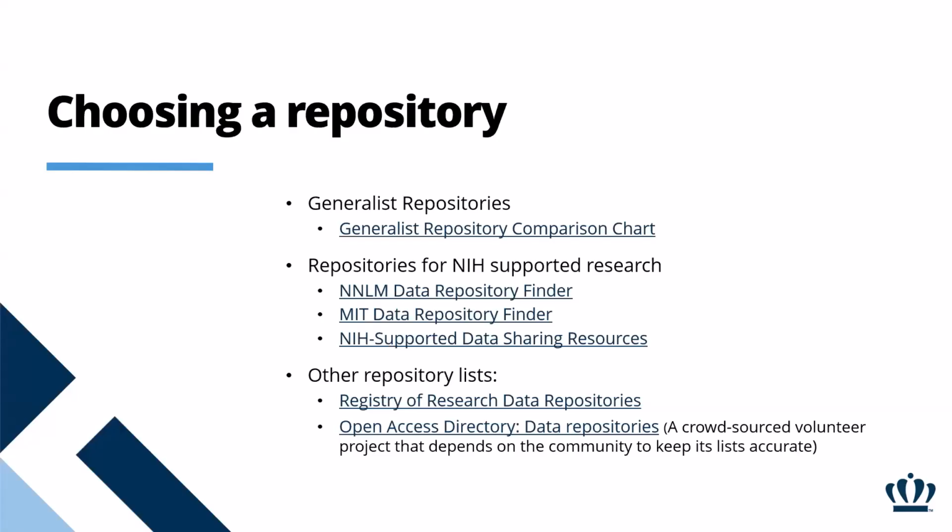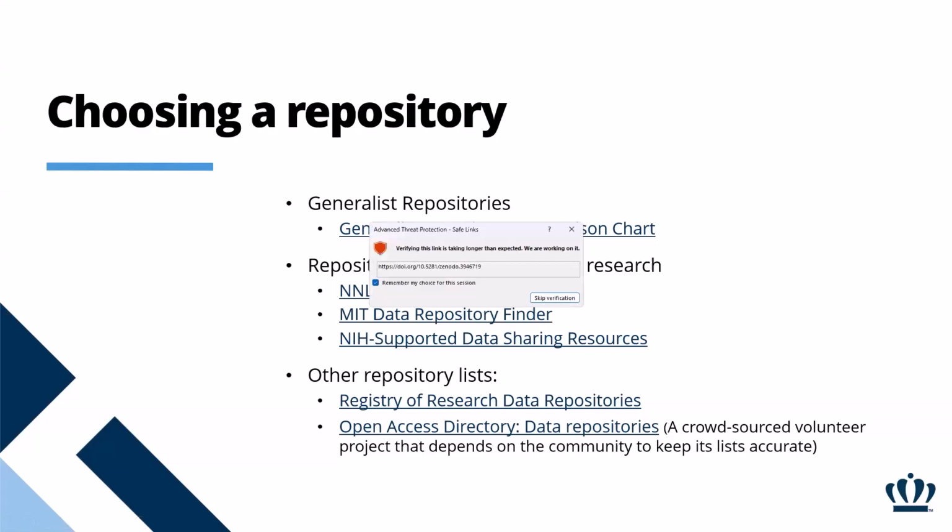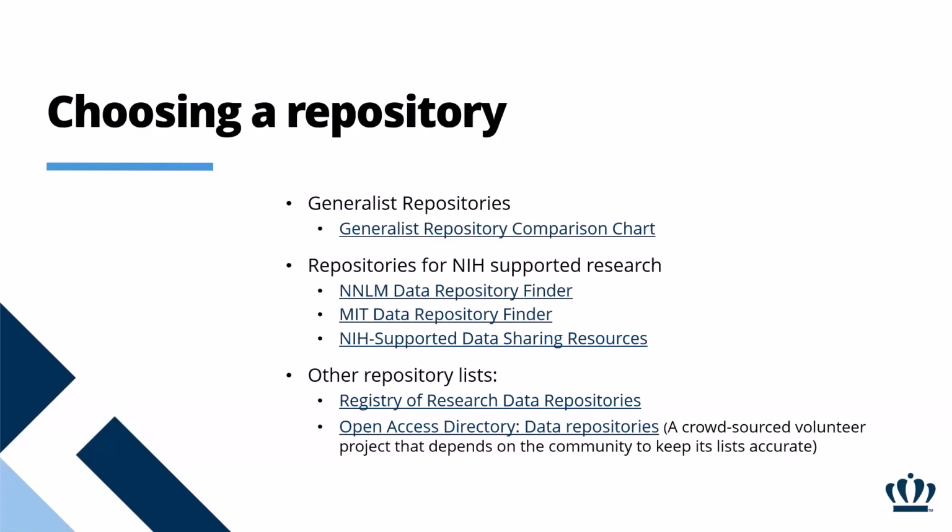Once you know what type would be best for your data, there are a couple of resources that might then help you narrow down the specific repository that would be a good fit. This, which I'll open in just a minute, is a generalist repository comparison chart. It shows each of 7 repositories side by side with information about cost, file size limits, and licensing options. These repositories are part of the Generalist Repository Ecosystem Initiative, and they provide this information so that the researcher can make a more informed decision of where might be the best place to store their data.